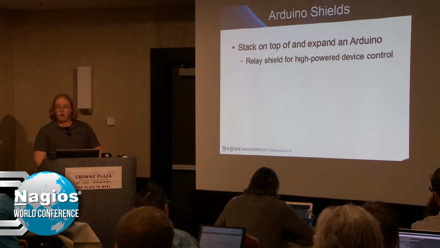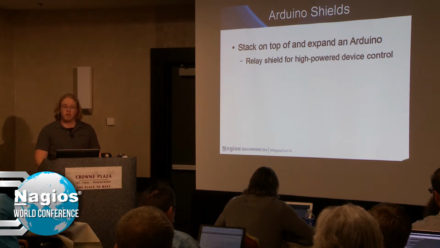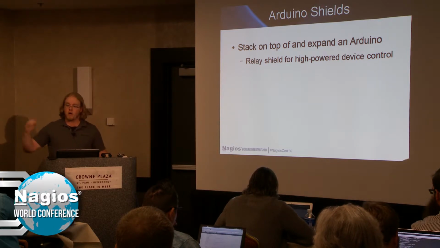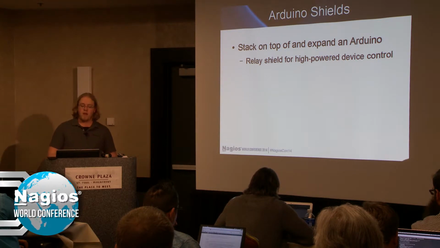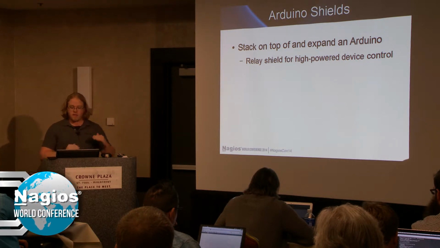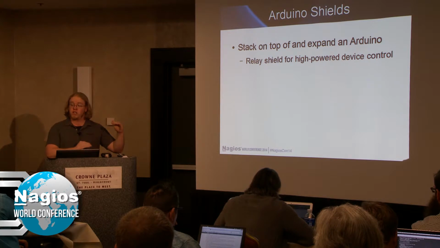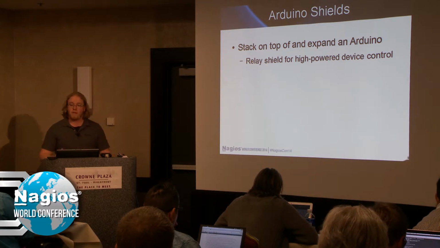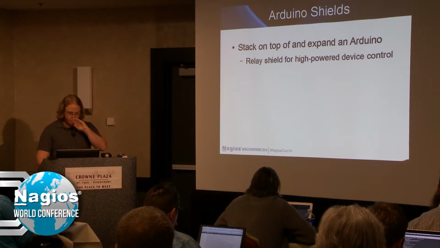There are a couple of examples. There's the relay shield, which is useful if you're dealing with 120 volt, higher powered devices, maybe you want to turn on a washing machine as opposed to a coffee machine. You don't want to mix the high voltage of the washing machine with the low voltage of the Arduino. So a relay is just a way to very safely switch that high voltage on and off.